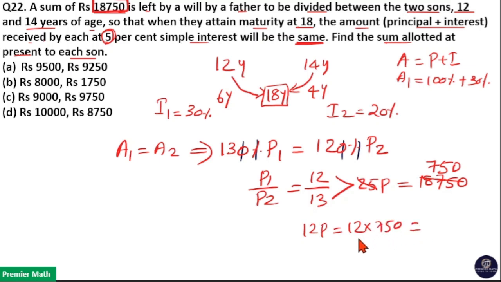750 into 10 is equal to 7500. 750 into 2 is equal to 1500. So 7500 plus 1500 is equal to 9000. Then 13 parts is equal to 13 into 750, which is equal to 9000 plus 750, 9750. So option C is your answer.